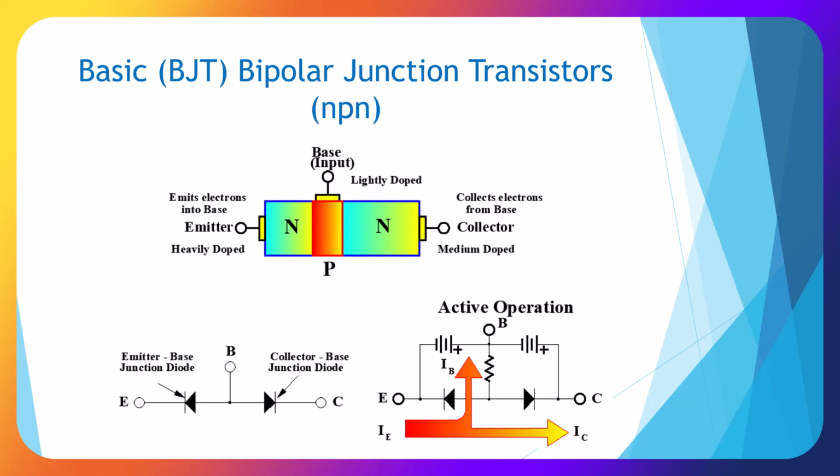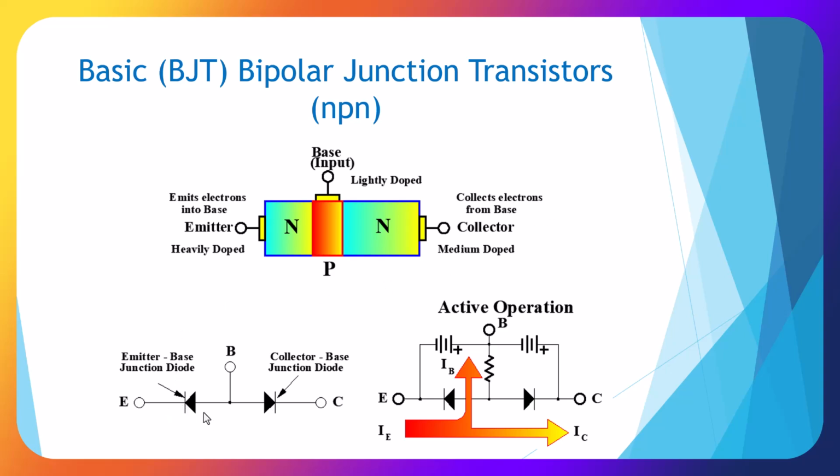Here I am showing a bipolar junction transistor cross section showing the areas. Here I have the emitter side. This side is heavily doped and it emits electrons into the base. Here we have the base. This is P-type material and it's lightly doped. Here I have the collector side. It is N-type and medium doped, and it collects electrons from the base.